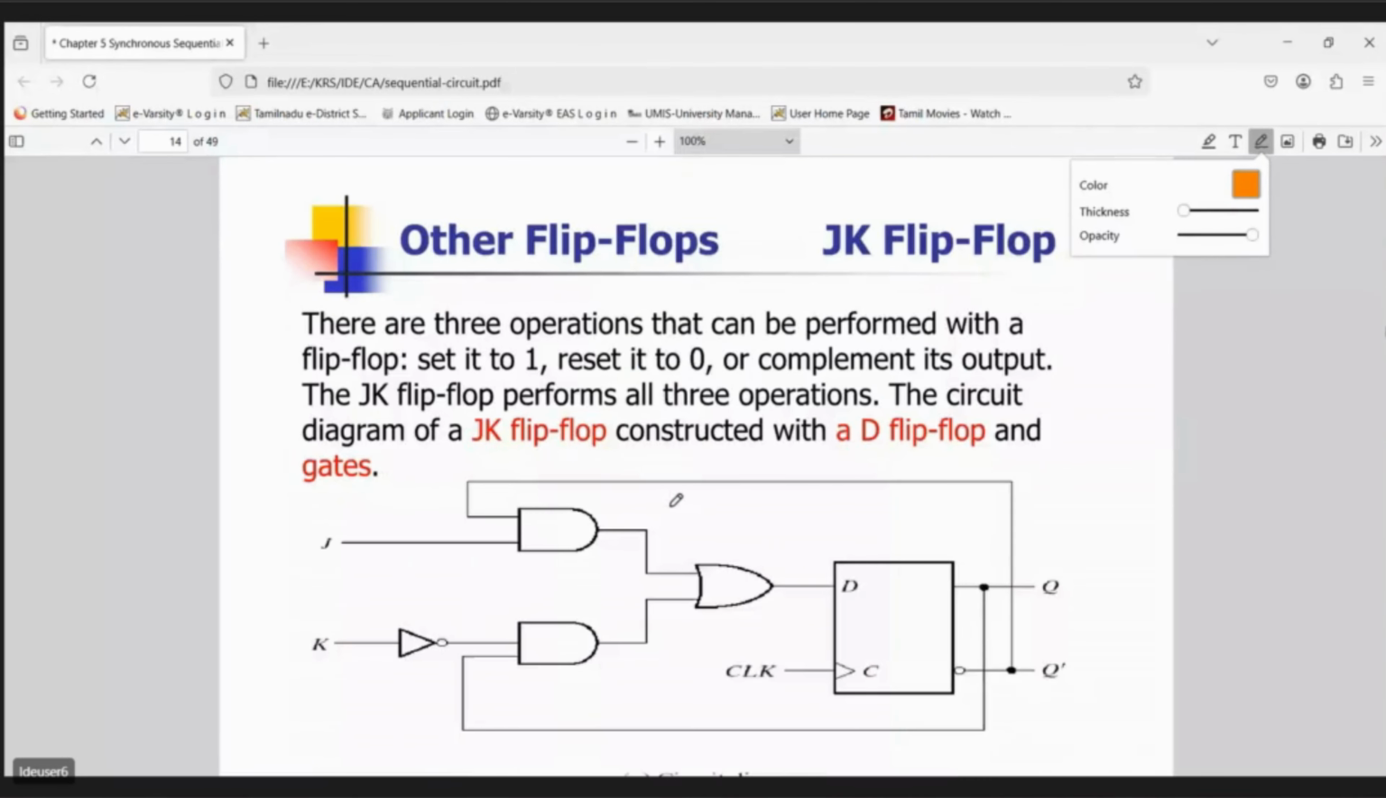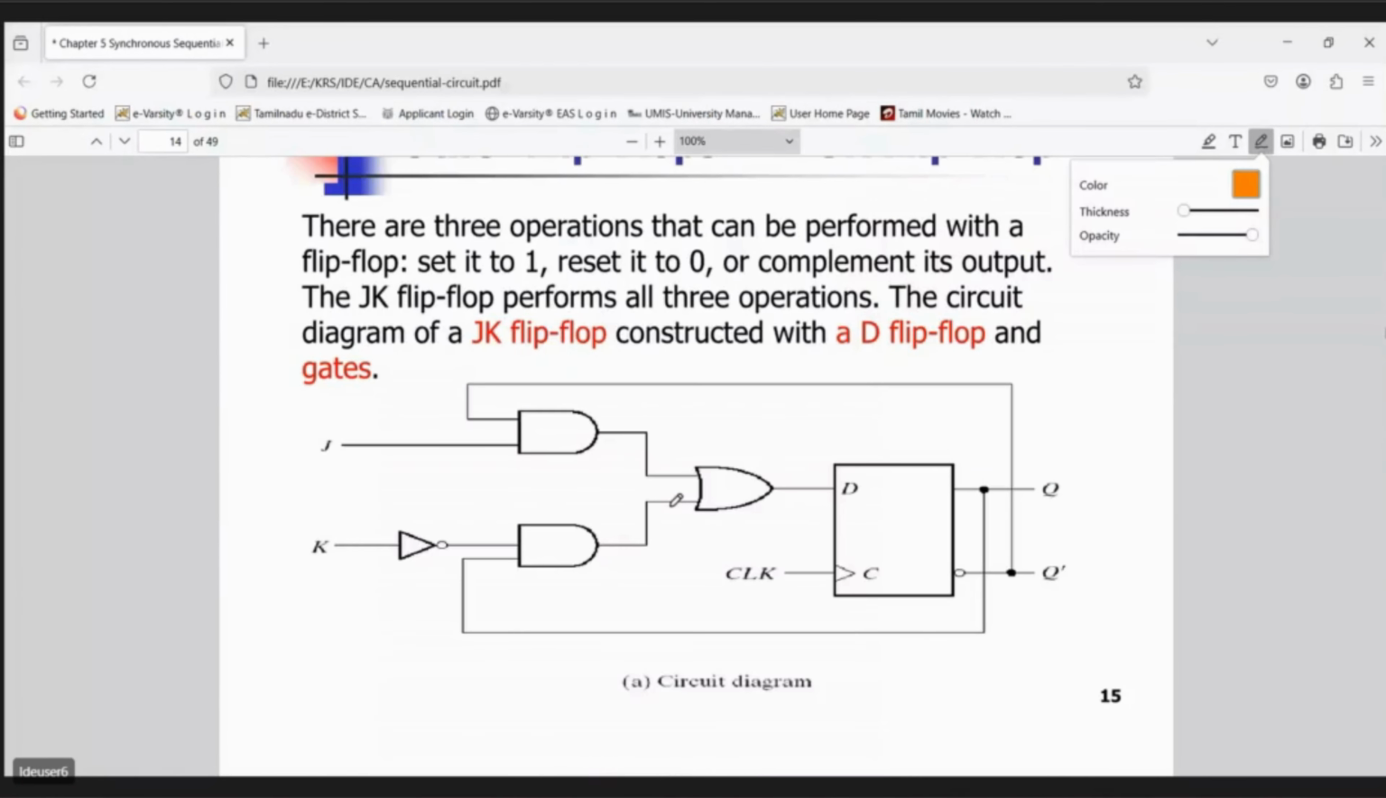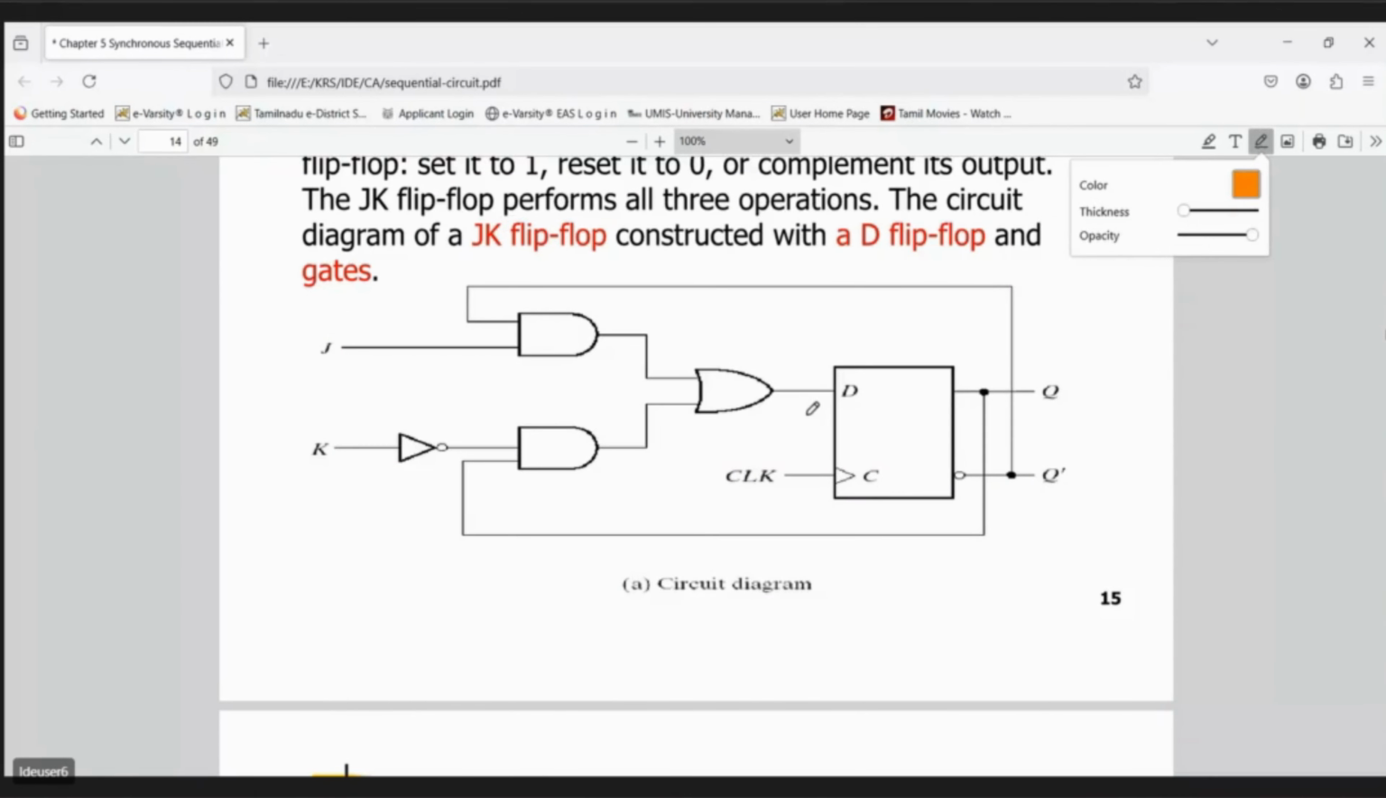The circuit diagram of a JK flip-flop constructed with a D flip-flop and gates. It's a logic diagram of the JK flip-flop. There are two inputs, J and K, then the D flip-flop. There are two AND gates and one OR gate.